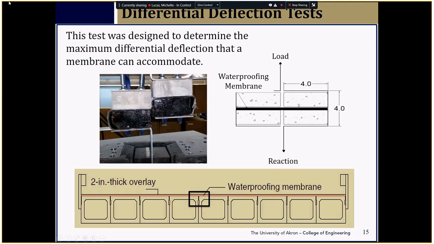So we created some simple specimens. We made some specimens and then we applied shear loading. You can see that. And what we found was the membrane is able to accommodate as much as 1 inch of differential deflection without rupture. So that's an interesting finding. We did not expect that.